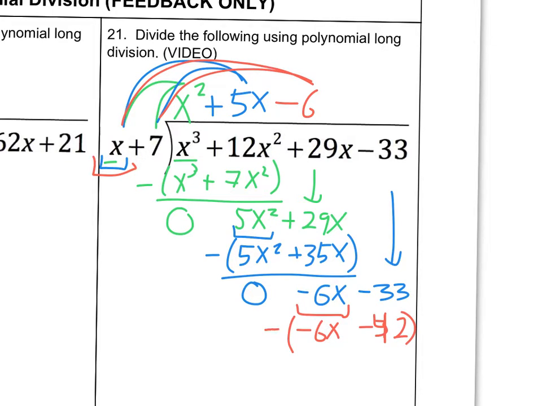And then I'm going to subtract. This is why I always use parentheses, because I need to remember that minus, minus, minus, that's a lot of minuses, might end up being a little bit funky. So minus 6 minus negative 6 is going to be 0. Negative 33 minus, well, I'm going to just call that plus. Negative 33 plus 42 is going to be plus 9. Since I can't divide anymore, this is my remainder. So I'd write that as plus 9 over x plus 7.